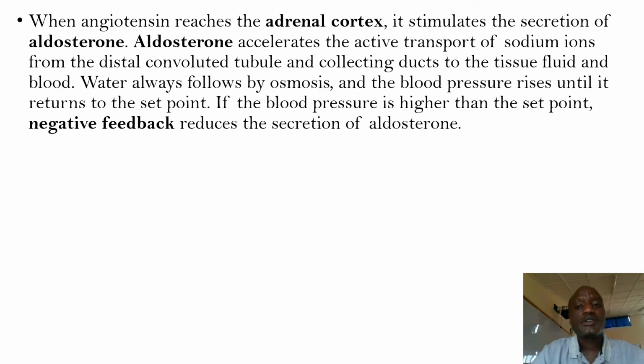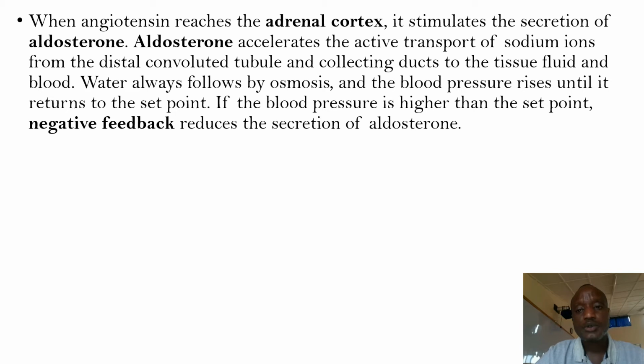When angiotensin reaches the adrenal cortex, it stimulates the secretion of aldosterone. Then aldosterone accelerates the active transport of sodium ions from the distal convoluted tubule and collecting duct to the tissue fluid and blood. So you have heard the effect of aldosterone is to accelerate the active transport of sodium ions from the distal convoluted tubule and collecting duct to the tissue fluid and blood. So that one is clear, I hope. Now, water always follows by osmosis.